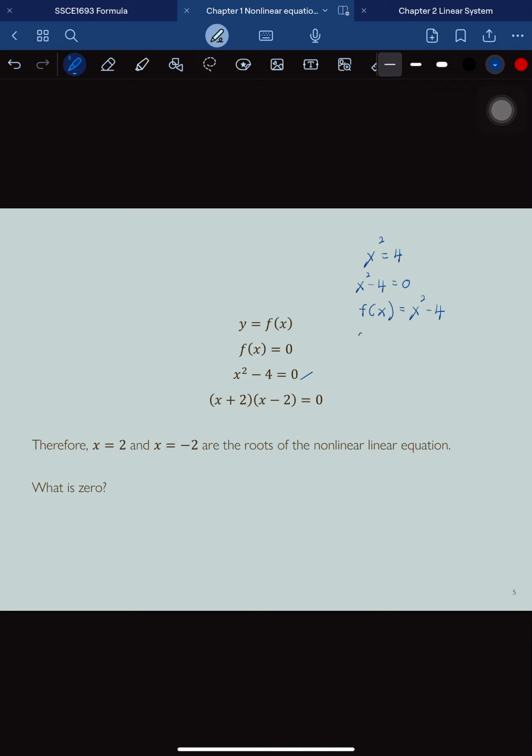And then factorize. So we have (x plus 2)(x minus 2) equal to 0. So x plus 2 equal to 0, so x equal to negative 2. x minus 2 equal to 0, so x equal to 2. This means x equal to negative 2 and x equal to 2 are the roots of this non-linear equation.